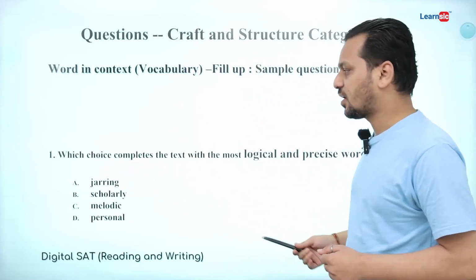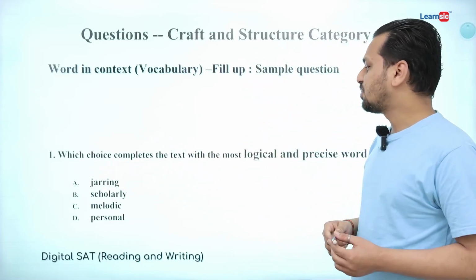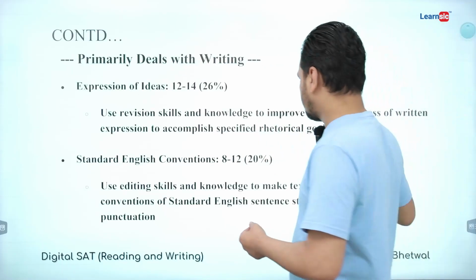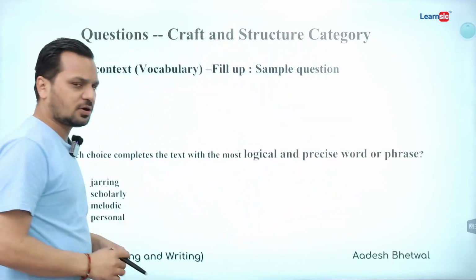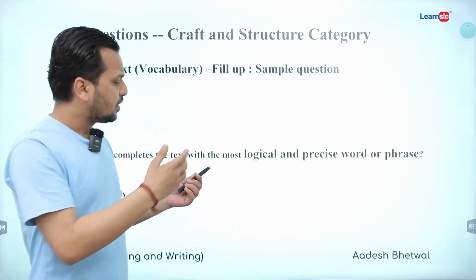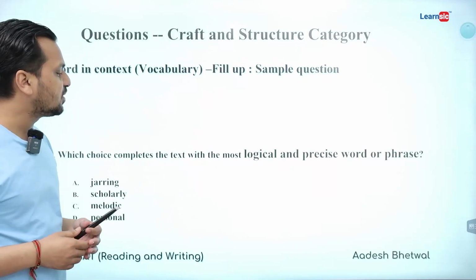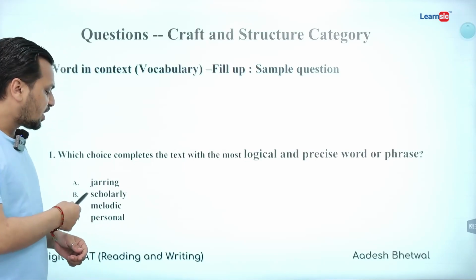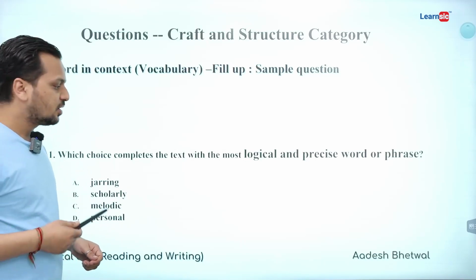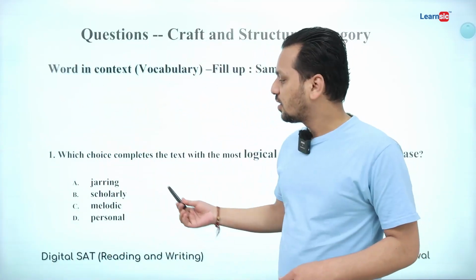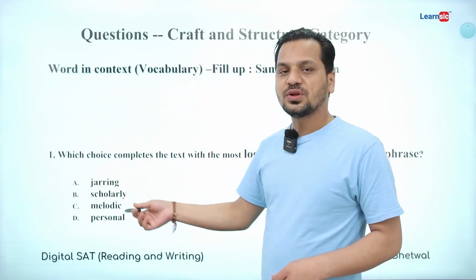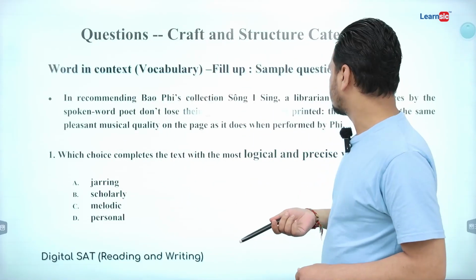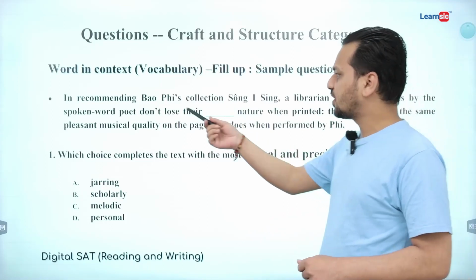And the question may come like this: which choice completes the text with the most logical and precise word or phrase? You can see this particular part has been enlarged a bit, or is bigger than the rest of the text. Now we have 4 options: jarring, scholarly, melodic, personal. You need to choose the one most fitting word which suits our passage. So you get a passage like this. You can see here, if you want to read, you can read the passage.